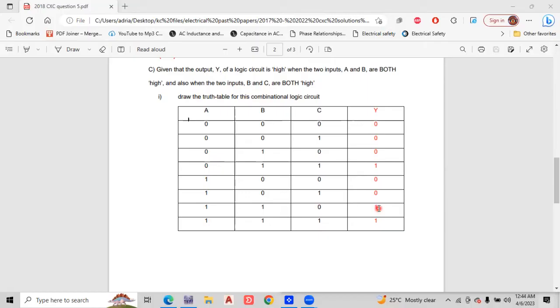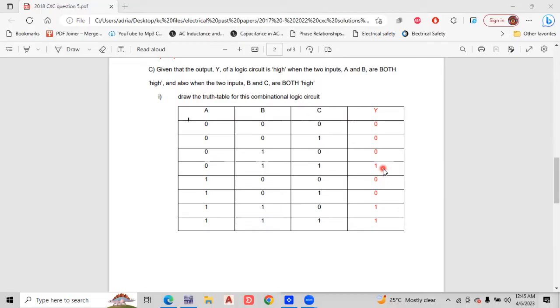All right, good. So the second criteria is that Y, which is the output, will also be 1 when two inputs B and C are both 1 as well. So for B, here we have a 1, and for C, we also have a 1 here. So we're going to have a 1 output.